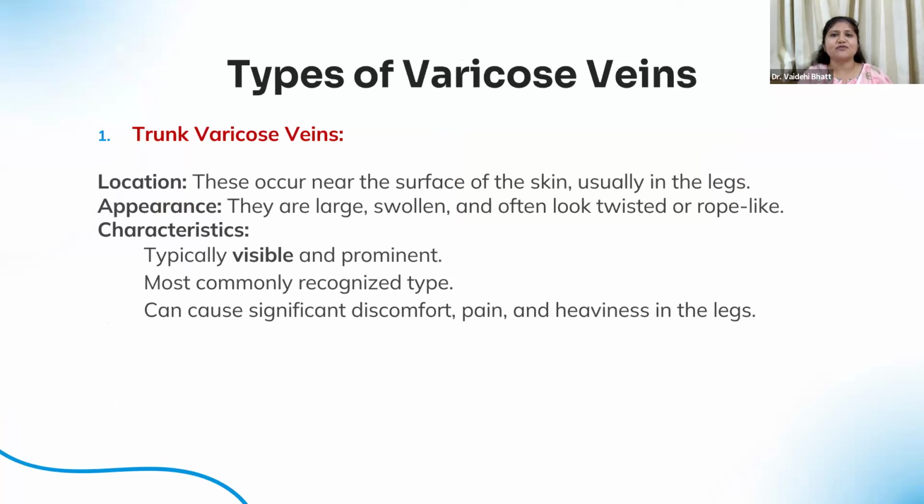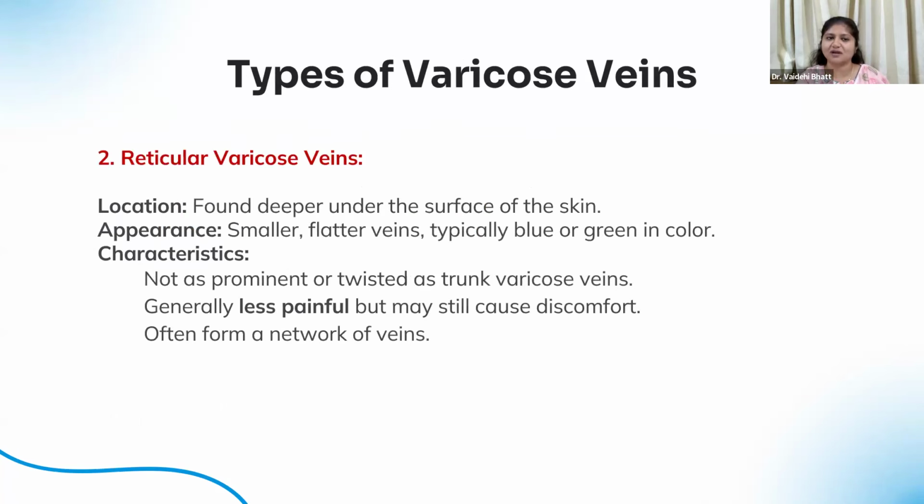So what are the types of varicose veins? As we know, varicose veins are commonly or mostly found in the legs. It doesn't mean that they will not occur in any other part of the body. Legs are the common place, but it can occur in any other part of the body. So first is the trunk varicose vein. It usually occurs on the legs. There will be large, swollen, often twisted rope-like appearance, and it is a visible, prominent vein-like structure which causes pain and heaviness in the leg.